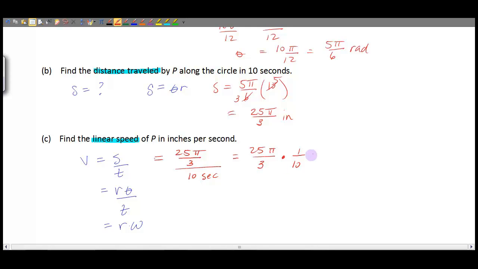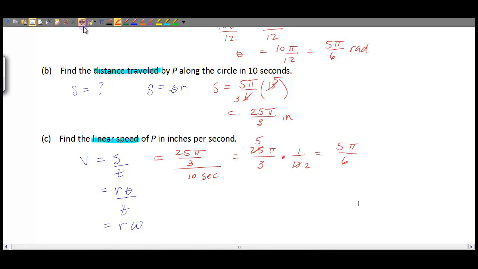Now we have two fractions we can multiply together. I know that 10 and that 25 are going to reduce because 5 goes into both of those. So my answer should be 5 pi over 6.